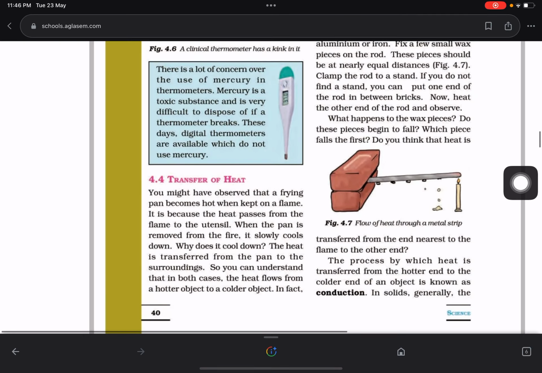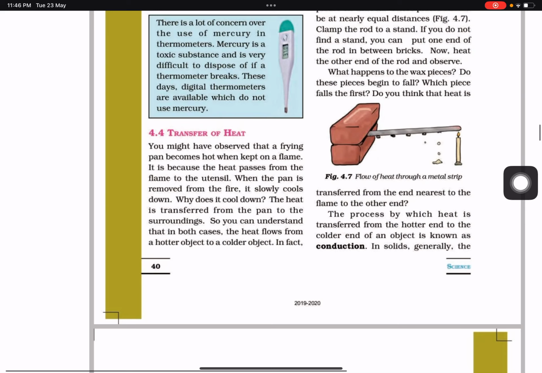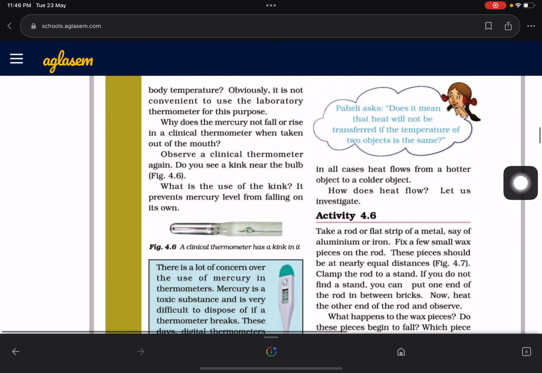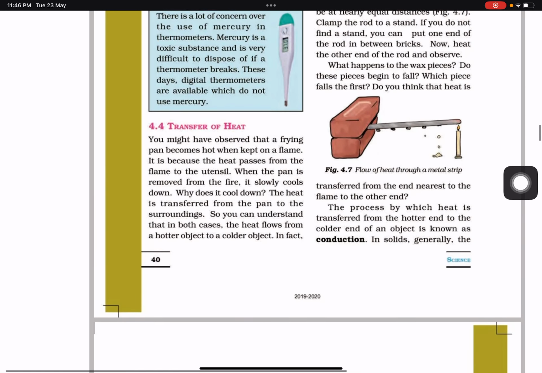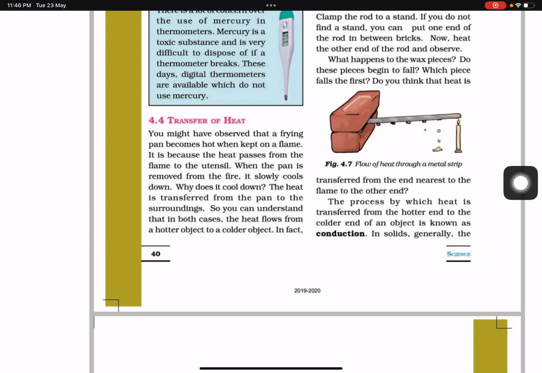Okay, now transfer of heat. It means that the heat is transferred. There are three processes: conduction, convection and radiation. So first we are going to learn about conduction. Conduction basically takes place in solid things.